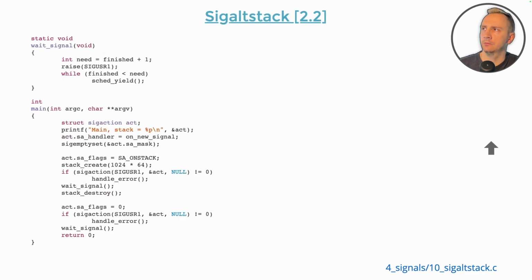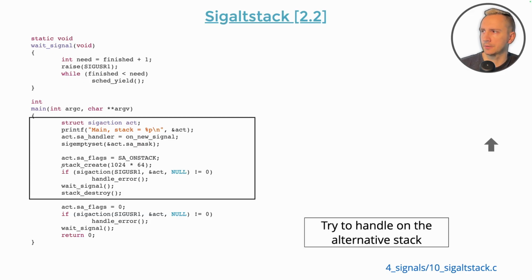Now in the main function, we will firstly try to run a handler on the custom stack. I call this stack create function. It will be 64 kilobytes in my case. And then I install a signal handler for SIGUSR1, which will be running on the custom stack. For that, I have to specify SA_ONSTACK. If I do not specify this flag, the signal will still be handled on the stack of my thread. I do not want this, so I have to specify this flag. And I have to provide the custom stack, and then it will work as I expect.